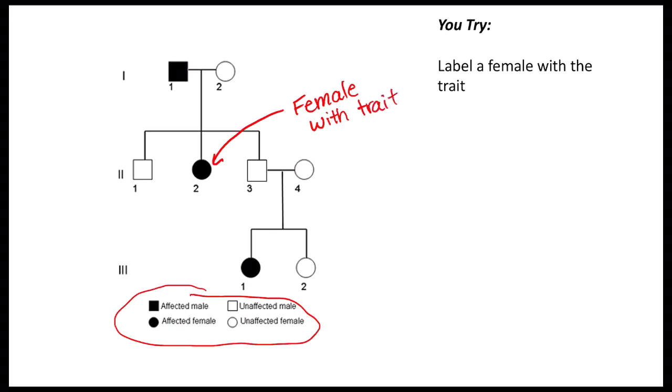so this is the female with the trait, and there you should then be able to locate a second female with the trait. A male with the trait, so use that same thing that I just did, use the legend at the bottom, identify the male with the trait.